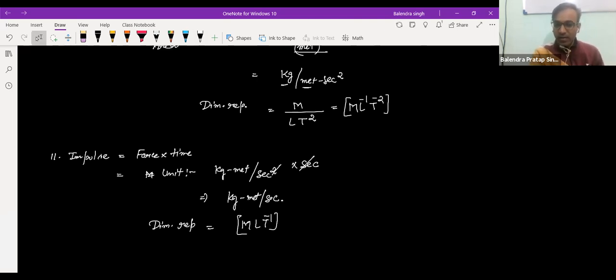I think both of you are able to find the unit and dimension representation of some very basic physical derived units, such as force, energy, etc.